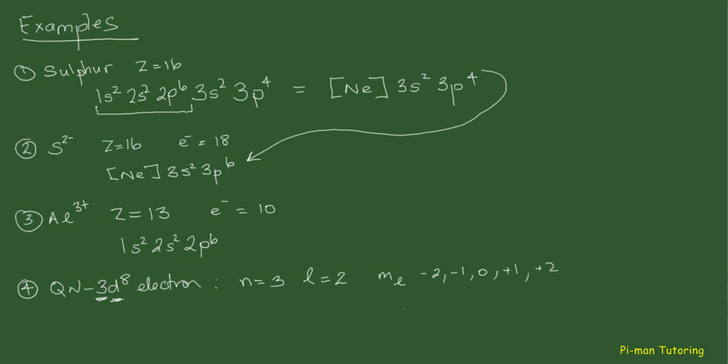And there are 5 of them. 1, 2, 3, 4, 5 orbitals. 5 degenerate orbitals to fill. And we're looking for the 8th electron in that particular degenerate set of orbitals. So if we fill this according to Hund's rule, we do all the ups first. 1, 2, 3, 4, 5. And then 6, 7, 8. So this is our 3d8 electron.